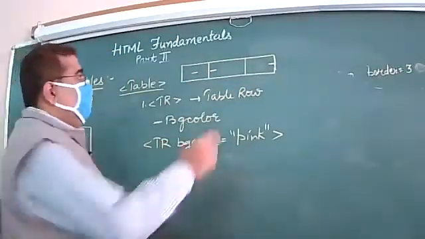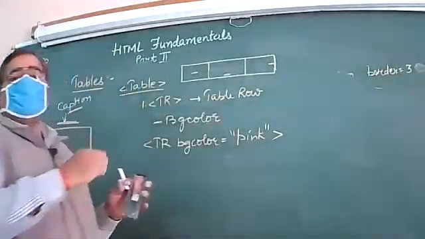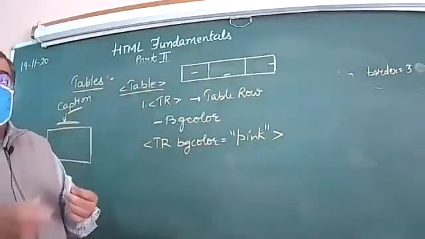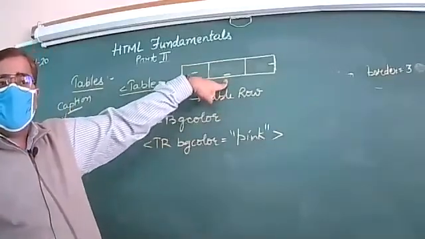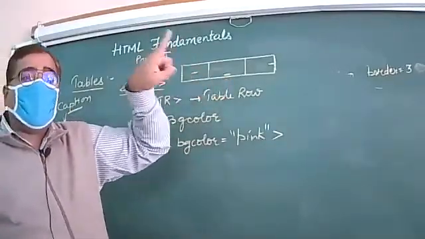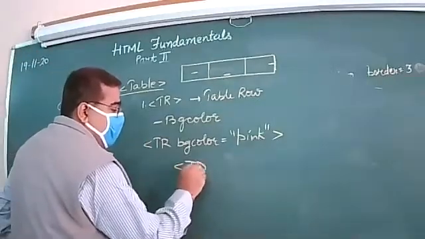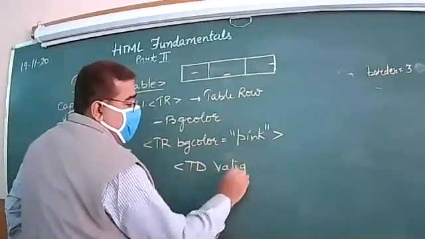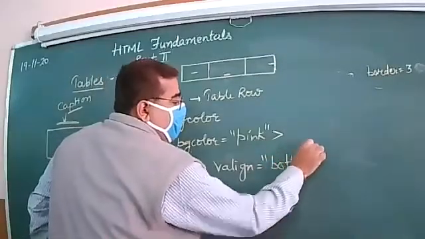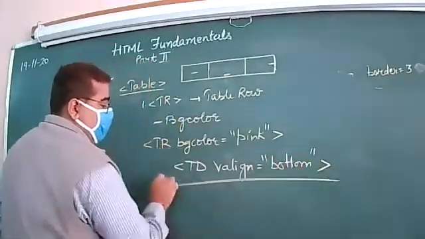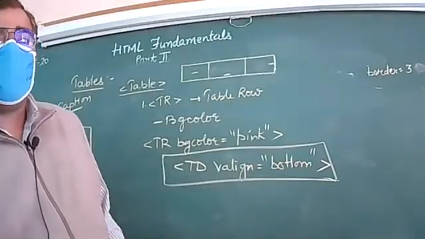But what about this case? In this cell, the data is residing at the bottom of the cell. So here you will not take the align attribute. You will take the valign attribute, vertical align attribute, and the value of valign will be bottom. Am I clear? Online and offline students?